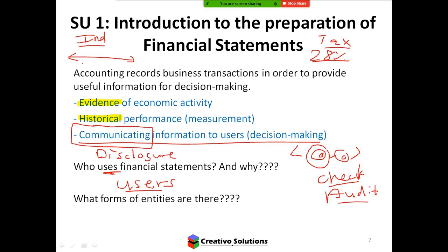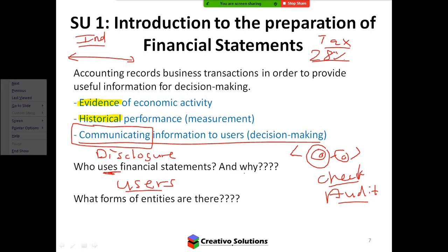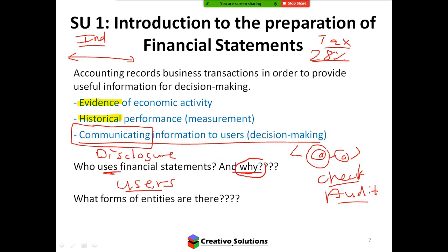So government can use it. Investors can use it. Suppliers can use it. Consumers can use it. Banks, financial institutions. Almost everyone uses financial statements in some way or another. So the importance is why. That's the key. When you look at why, the why is the purpose. So if you are looking at tax, what would the government want to look at?